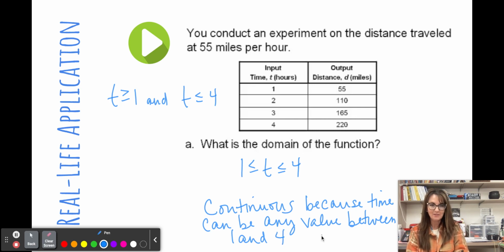Wonder if that's what they mean about time being a continuum. I wonder. Anyway, it does make sense that we could have 1.5 hours or something like that. So that is why we would graph it like that. So that's the context of the problem. Clearing the screen.